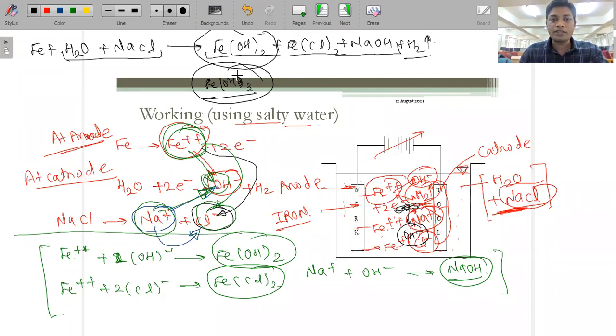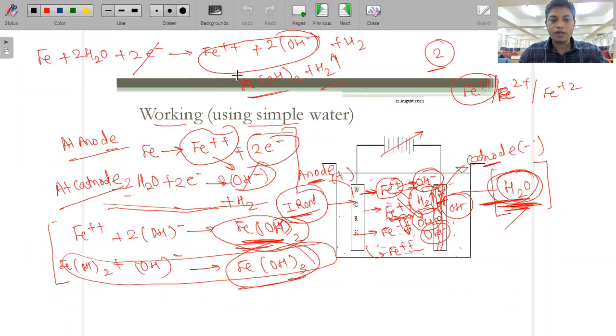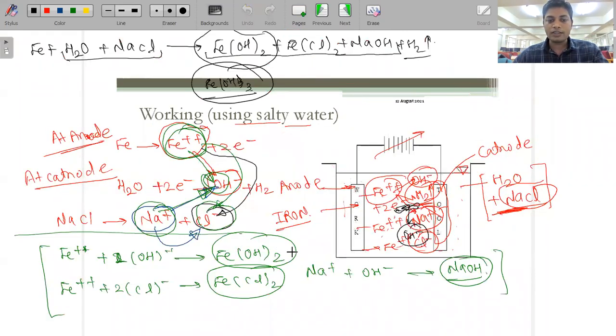So these are the two reactions. First, this reaction was based on simple water, which forms Fe(OH)2 or Fe(OH)3. And when we are talking about salty water, two more sludges are formed, which are FeCl2 and NaOH, okay. So please keep in mind these two reactions. Until nothing has been asked of you that you should write for both, only write for one, okay. Please think about it, okay.